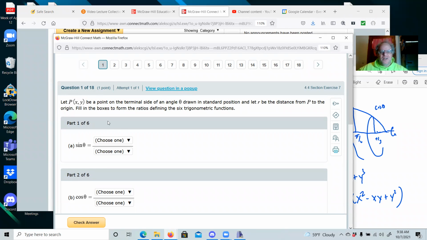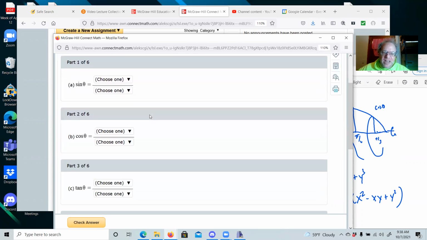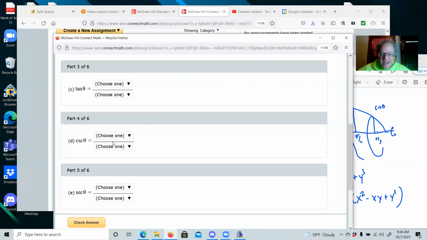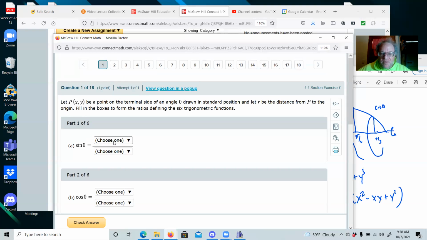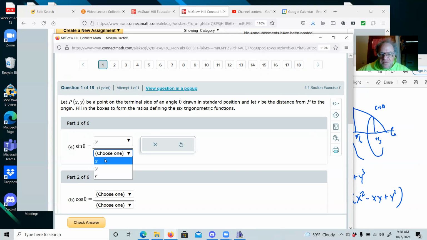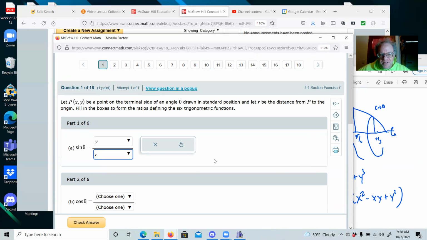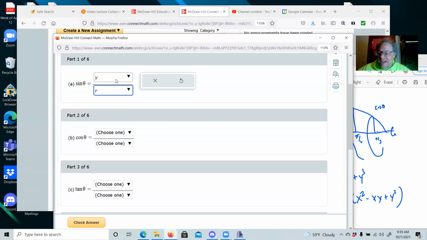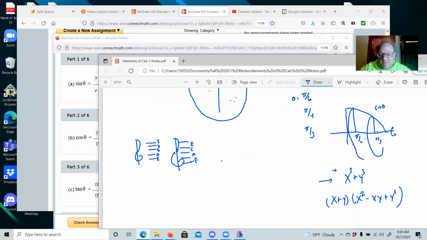All right, so fill out the ratios. You guys should know this by now. If you've done a few problems, you know the sine is the y value over the r value, the opposite value, and you can draw the picture, like what does the opposite value look like?